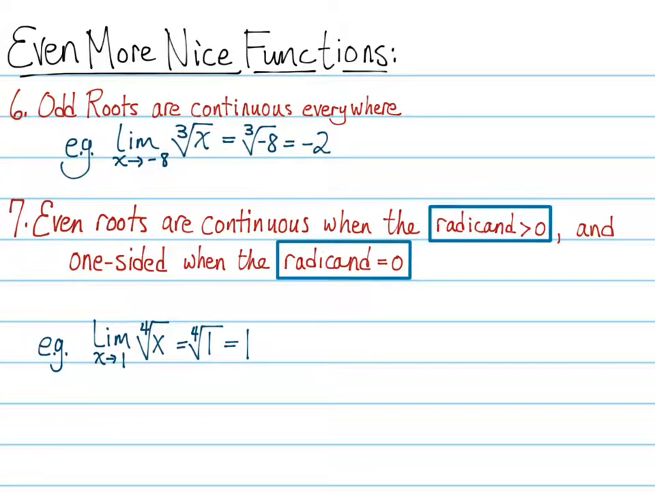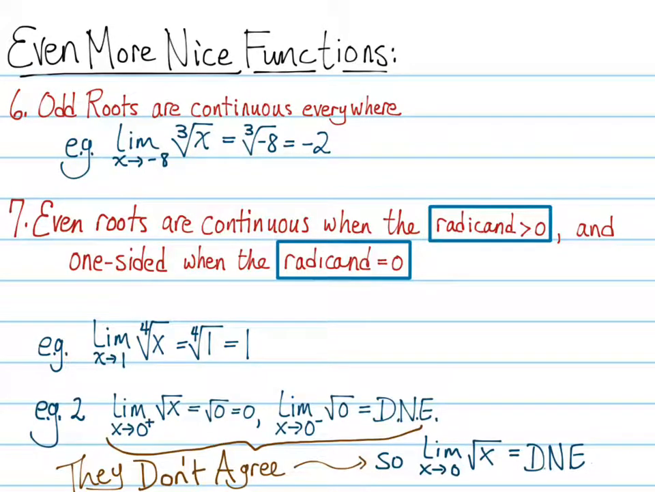But if you have even roots, they're going to be continuous when the thing underneath the root, which is called the radicand, is greater than 0, and they generally have one-sided limits when the radicand equals 0. So for example, the limit of the fourth root of x, as x approaches 1, since 1 is bigger than 0, the limit's just going to be the fourth root of 1.